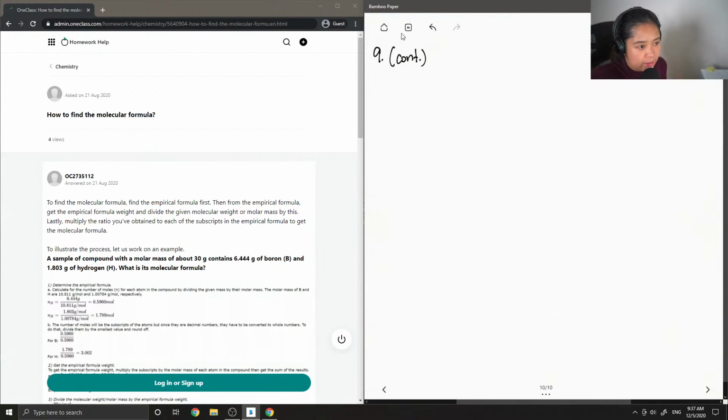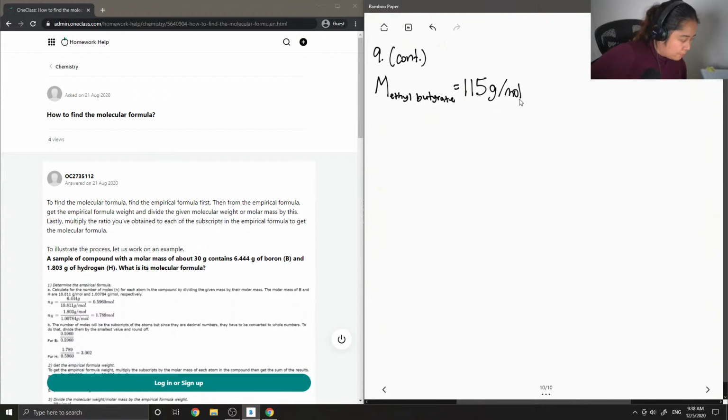And I forgot to add this in the question, but typically when we solve for molecular formula, the molar mass of the sample is given. So the molar mass of ethyl butyrate is equal to 115 grams per mole. So this will help us in calculating the molecular formula, but I'll get to that step in a bit.